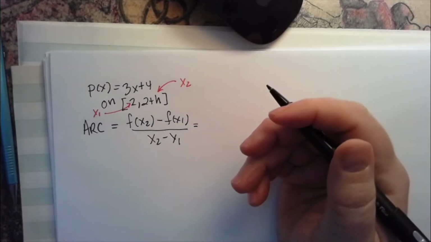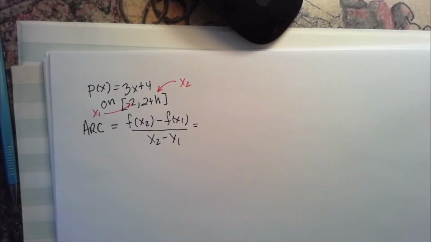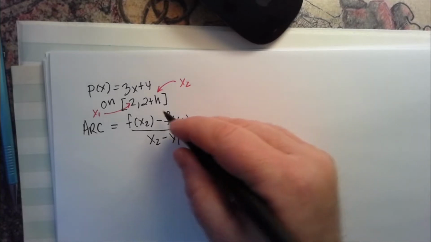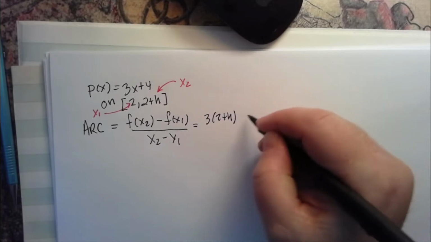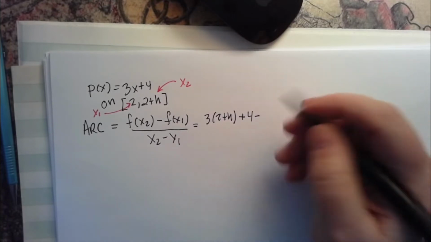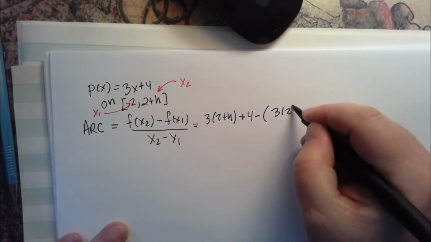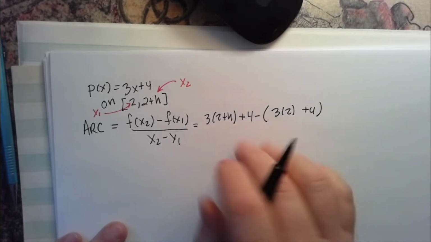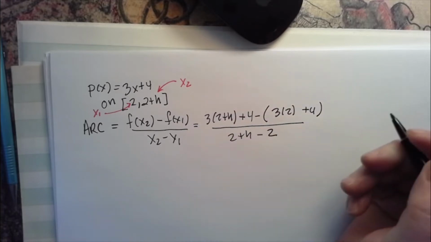Now, we should know what our answer is because this is a line, so the average rate of change is the slope. So our answer should be 3. But let's go through all the steps. So we plug this in, so we get 3 times 2 plus h plus 4 minus, now the whole thing, so we have to put this in parentheses, 3 times 2 plus 4, like this. So we plug in our 2 points, plug them in down here, so we get 2 plus h minus 2.